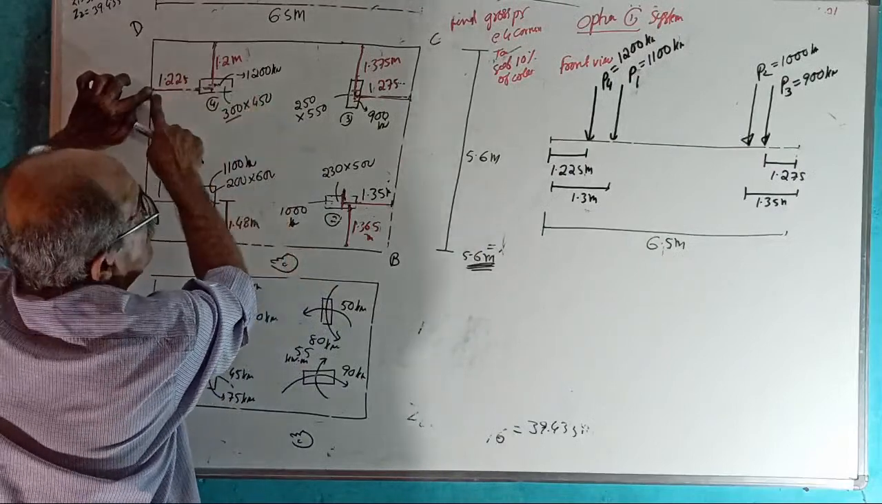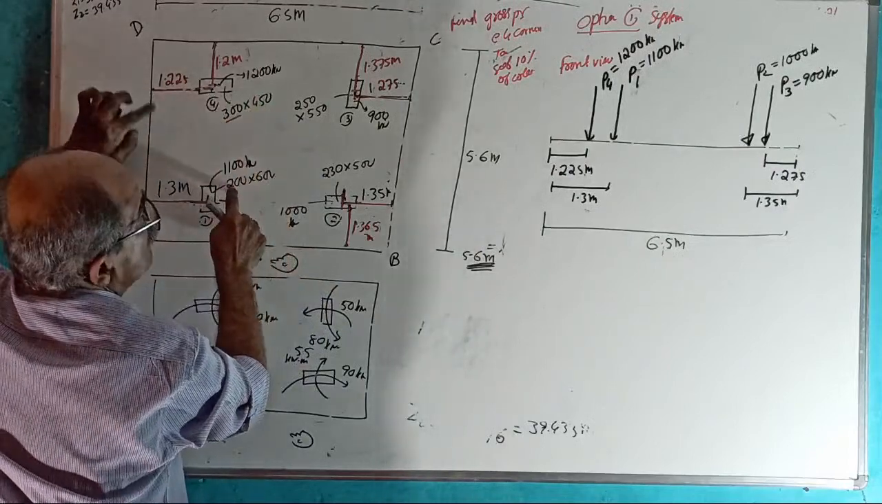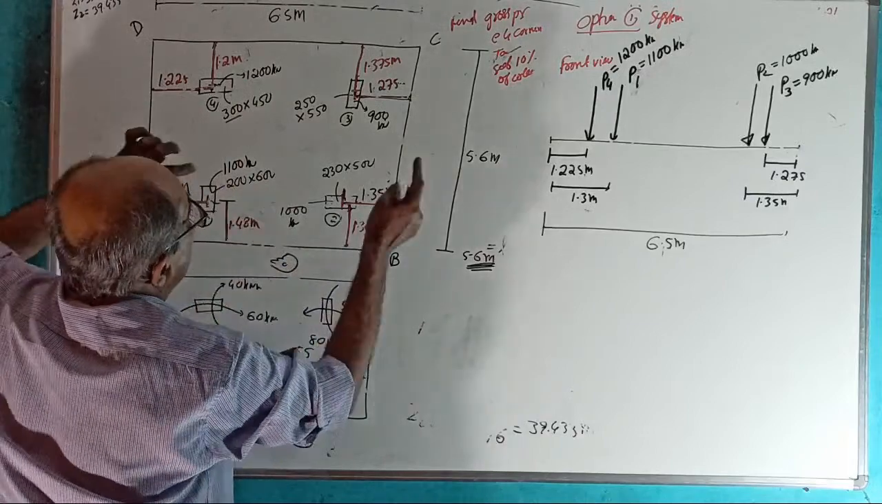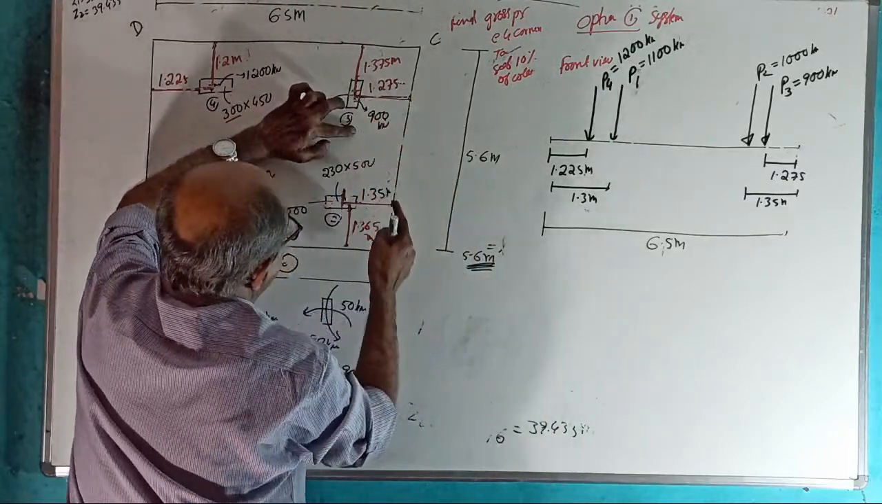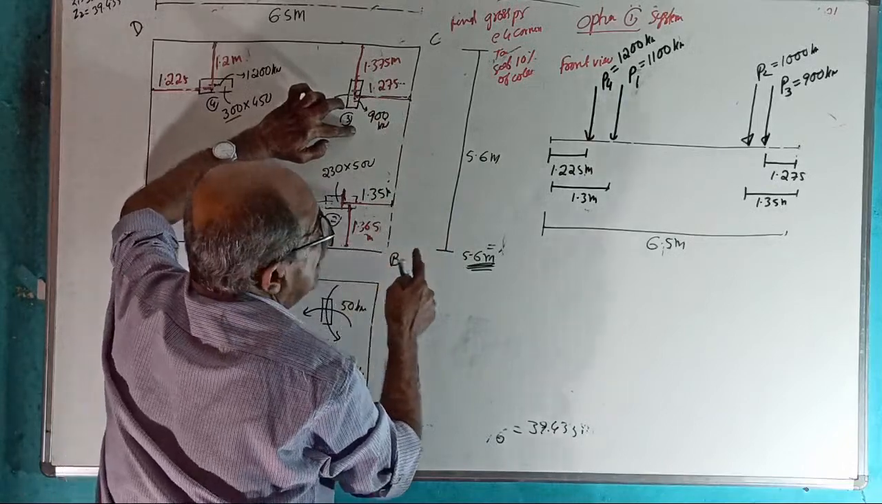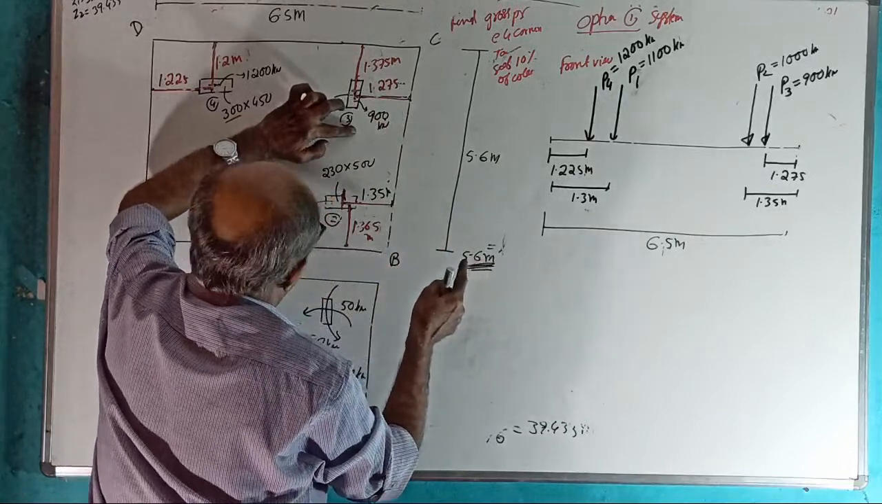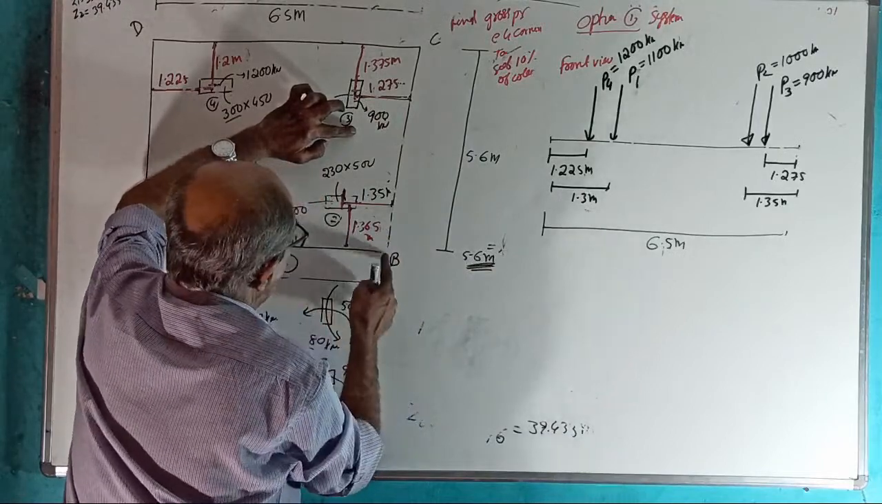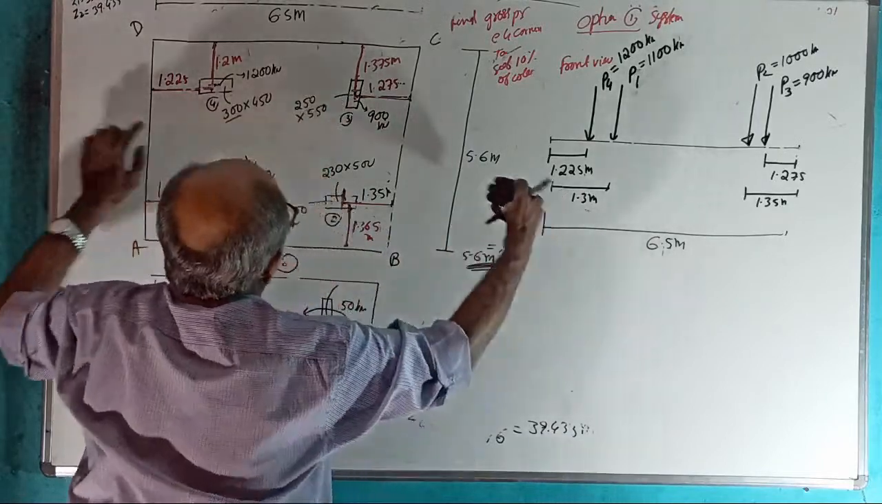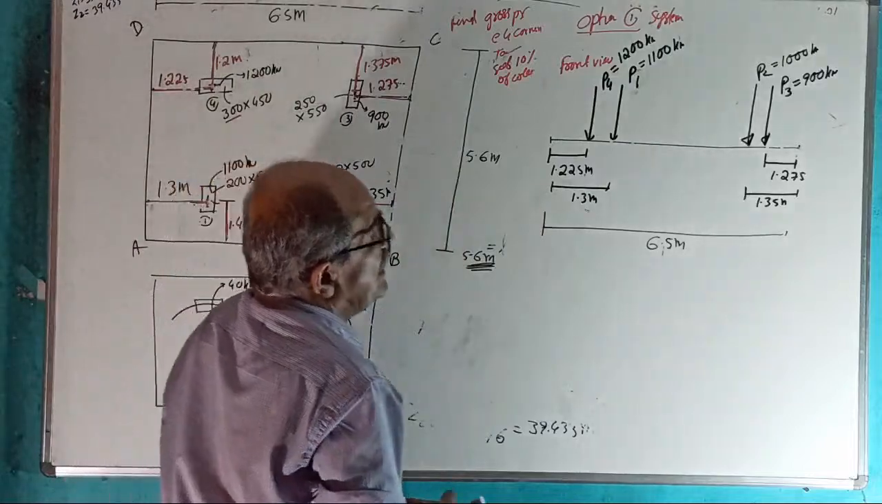2200 at 1.225. 1100 at 1.3. 1900 at 1.275. Then what is the other one? Other one is 1000 kN at 1.35. All lengthwise. Fully clear or not? Fast.